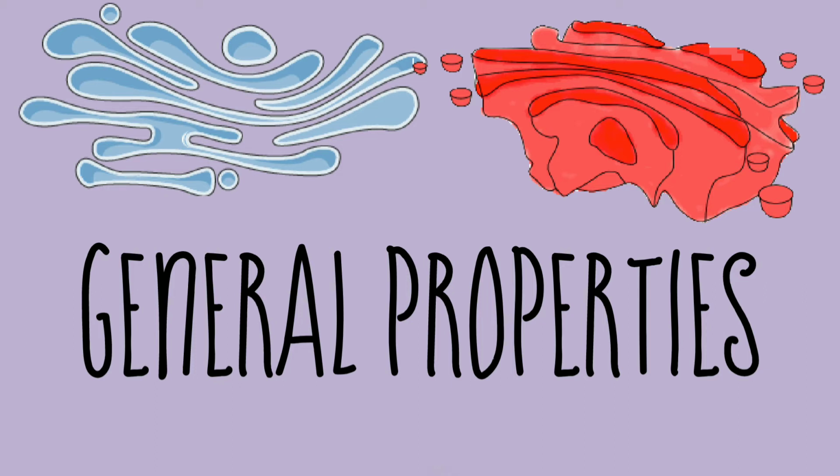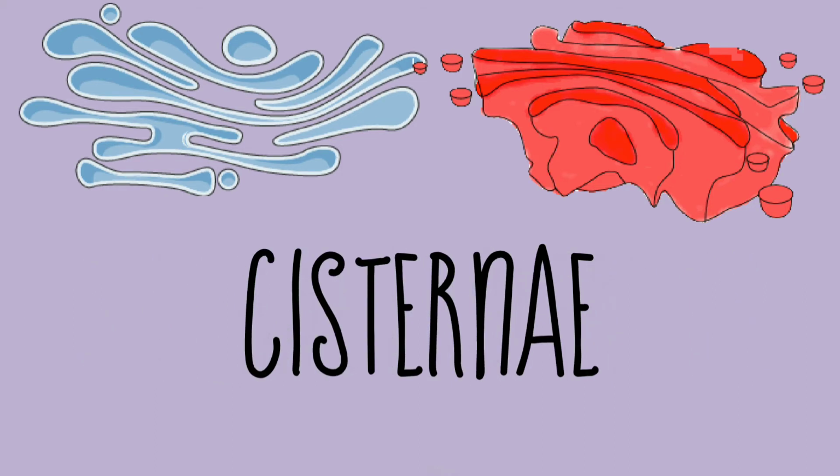It is seen within the cytoplasm of both plant and animal cells and is composed of stacks of membrane-bound structures, which are called cisternae. An individual stack is called a dictyosome. Mammalian cells have about 40 to 100 stacks. Each stack has between 4 and 8 cisternae. Some cells have as many as 60 stacks.